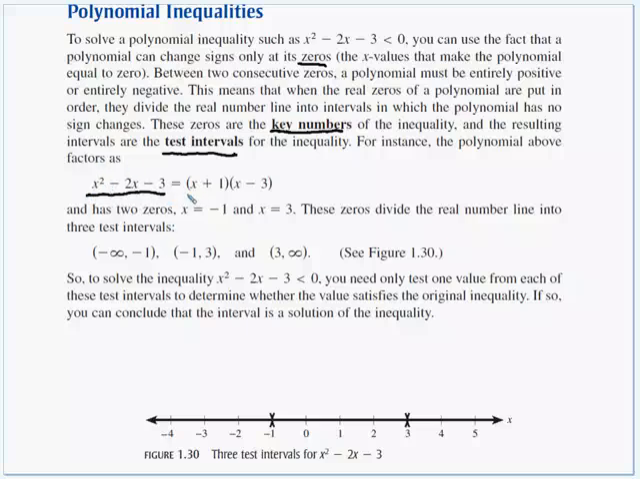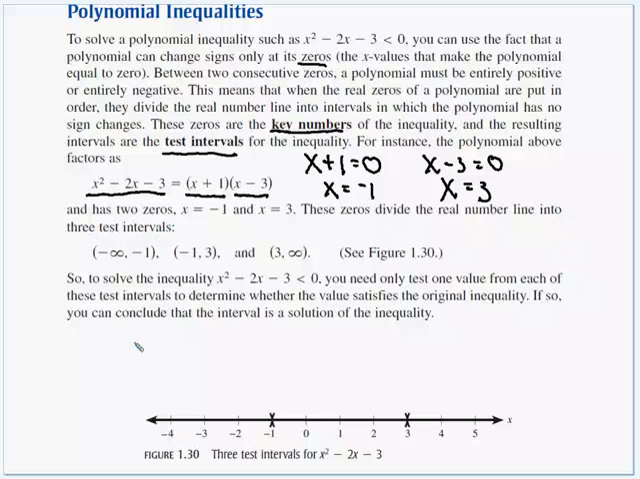If we break that down into its two factors, we get x plus 1 and x minus 3. So remember, when we were solving these, we would set each factor equal to 0. If x plus 1 is equal to 0, x is negative 1. If x minus 3 is equal to 0, then x is equal to positive 3. These two numbers, negative 1 and 3, are the zeros, and these zeros divide the real number line into these test intervals.